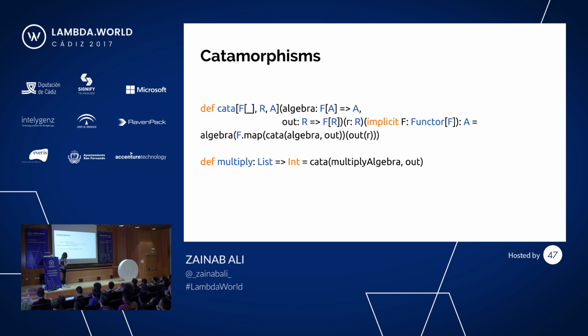And so let's say that I now wanted to write a function that multiplied my list to an int. I could write that in terms of this, because I could call cata using my multiply algebra that I wrote earlier, and using this out isomorphism that I defined. And that's really amazing. I think we need to just take a pause here and just congratulate ourselves on what we've achieved. We've managed to create a generic fold.